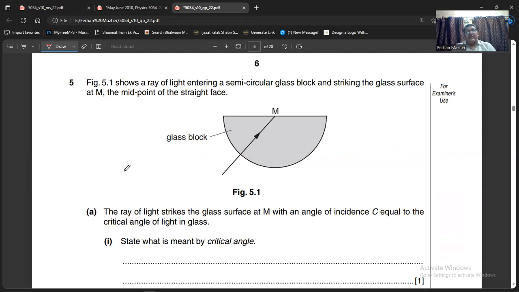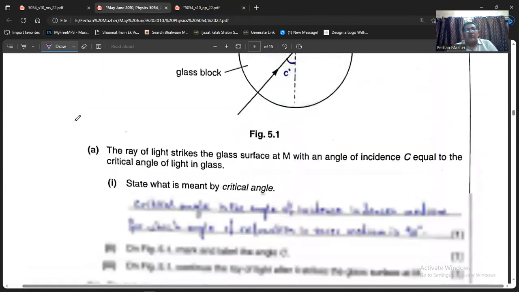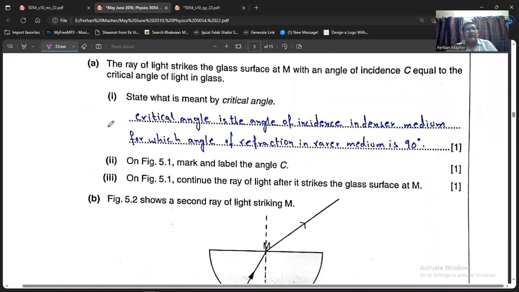The ray of light strikes the glass surface at M with an angle of incidence, capital C, equal to the critical angle of the light in glass. State what is meant by the critical angle. The critical angle means the angle of incidence in the dense medium for which the angle of refraction in the rare medium is 90 degrees. That angle of incidence in the dense medium is called the critical angle. This is the definition.